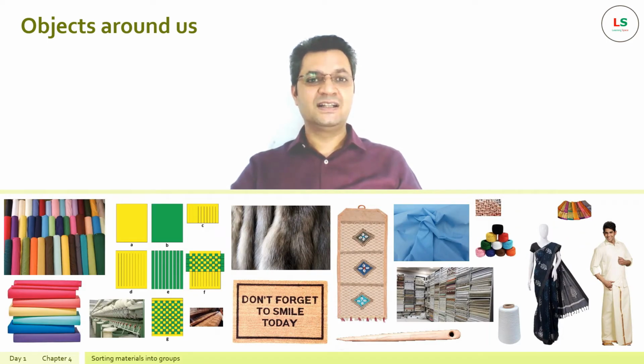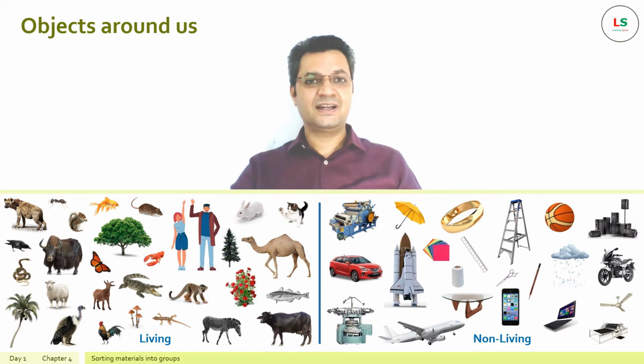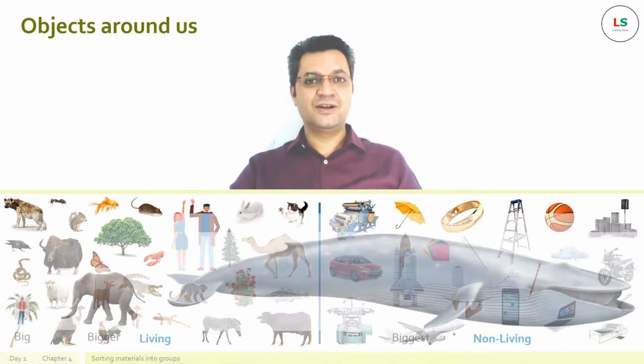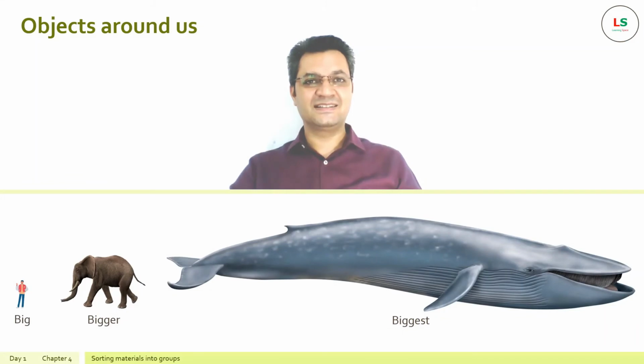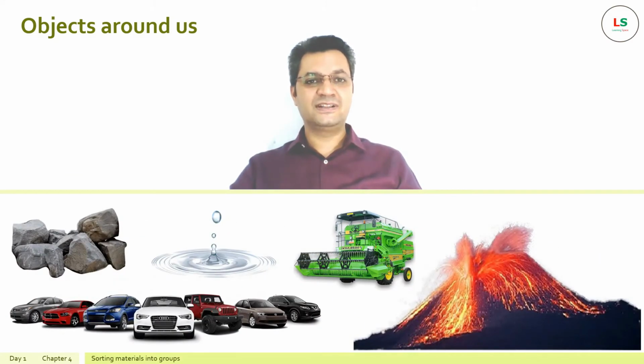To our amazement, there are a vast variety of objects around us. Our world is full of living and non-living things. If we see the living things, we have a vast variety of plants and animals. Some are small, big, bigger, and the biggest. There are many non-living things like rocks, cars, water, machines, and volcanoes.